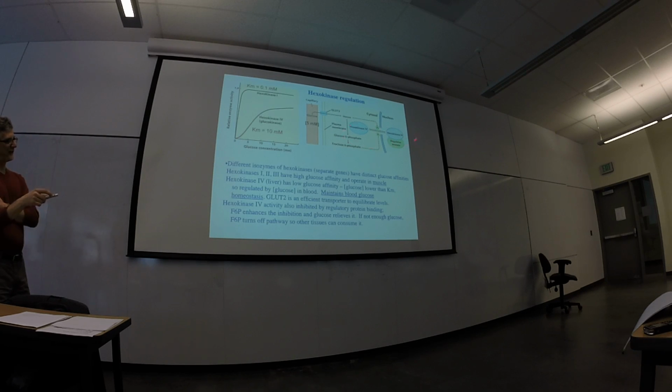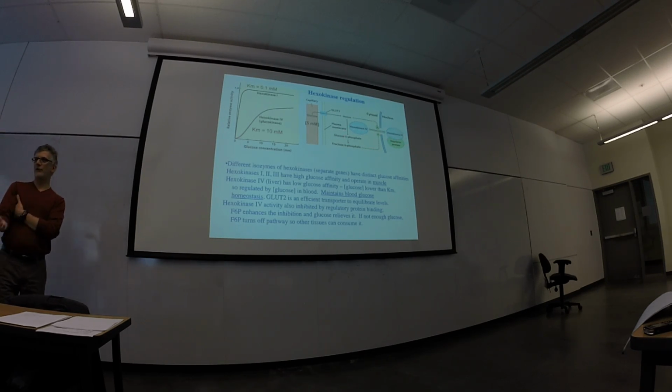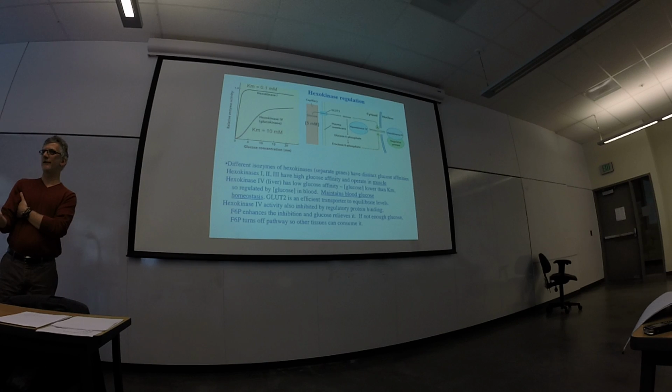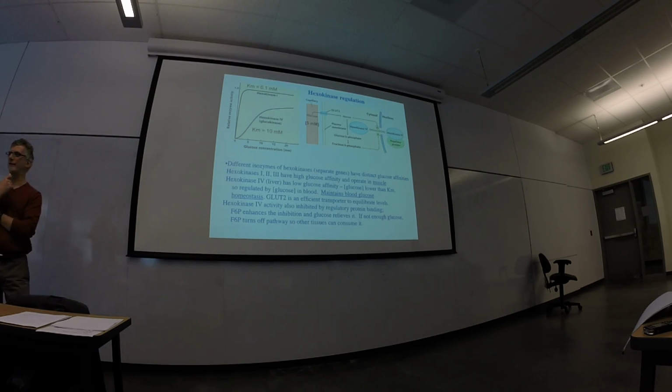So that's an example of a different type of regulation, clearly sequestration of the enzyme in a different cellular compartment, but then also modulation of that sequestration by the metabolites that are involved, right, in a way that hopefully makes some sense as far as what the liver cell is doing. Questions?